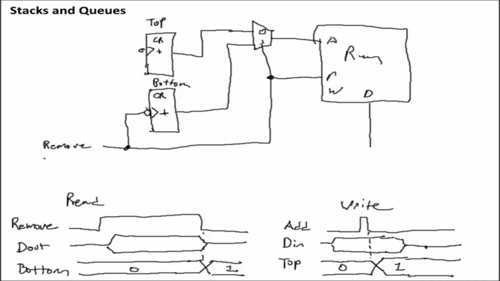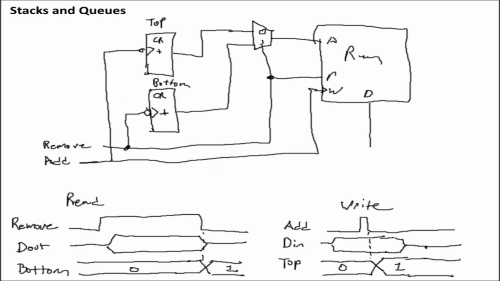So if we have the add signal coming in here, we can pretty much just connect that directly to write. And that's going to happen on the rising edge. So we're just going to connect it like that. But then on the falling edge, we want to increment the top pointer. So we'll go ahead and connect that as well through falling edge this time. And that is basically our queue circuit.